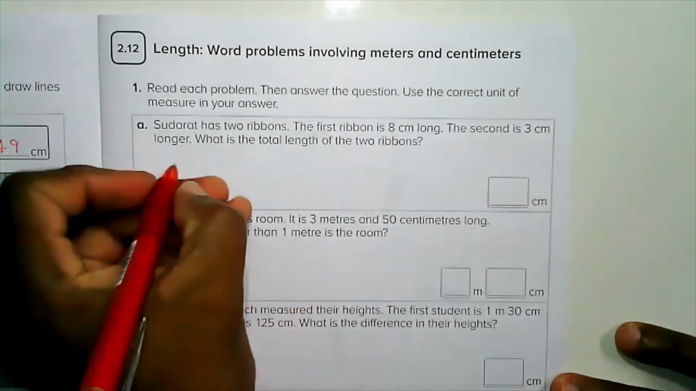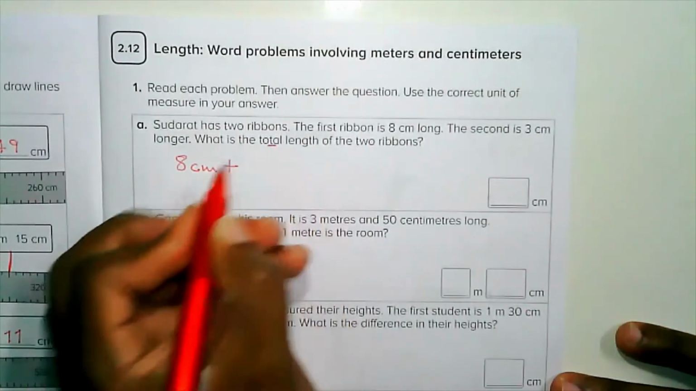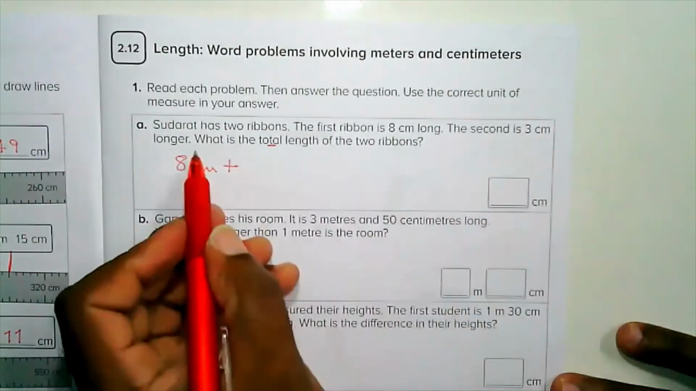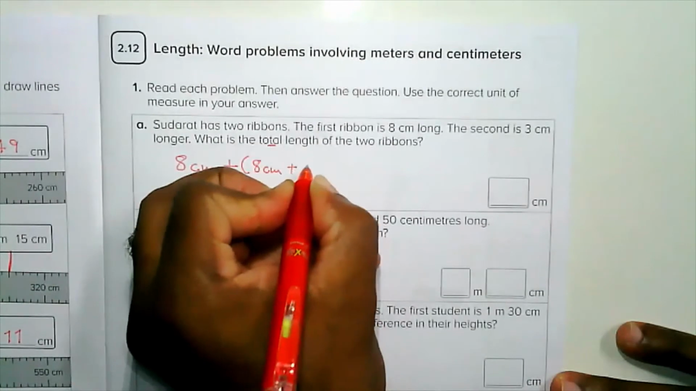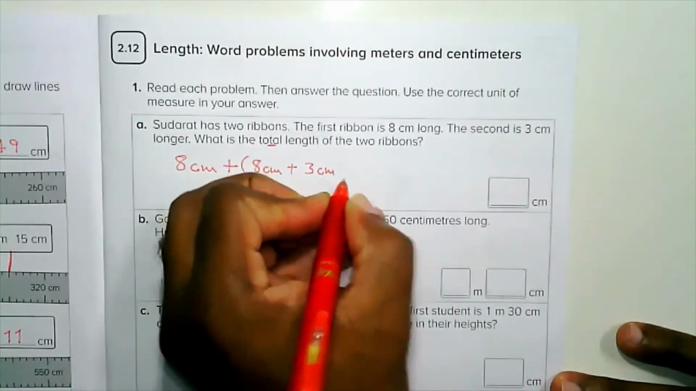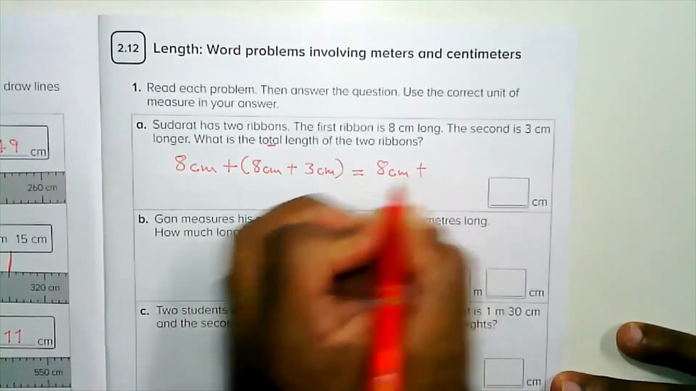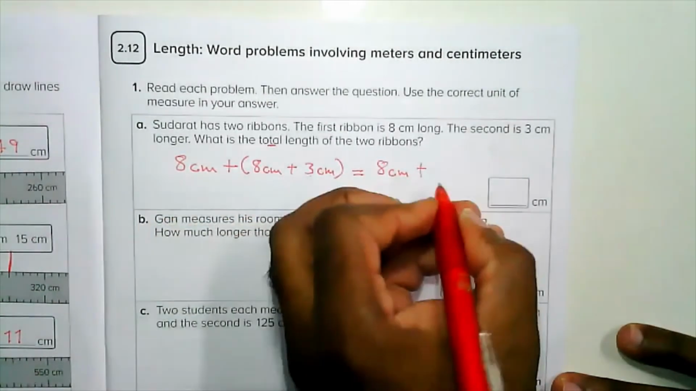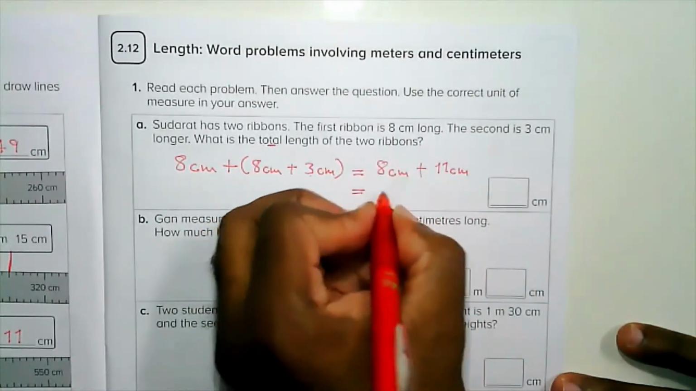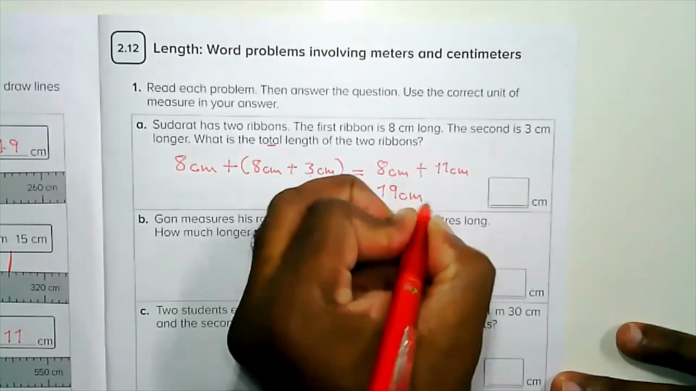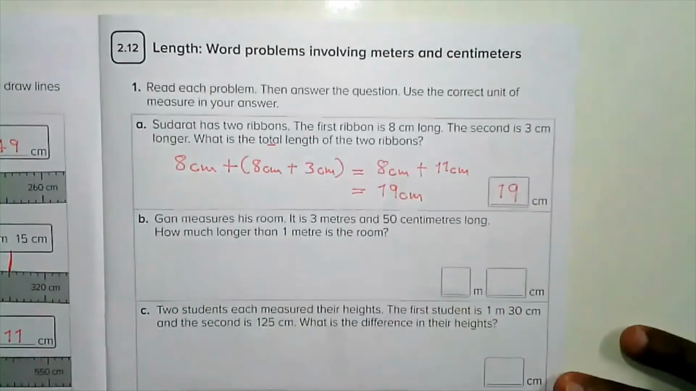So the first one is 8 centimeters. 8 centimeters plus, because we're looking for the total, so it's addition. 3 centimeters longer, that is 8 centimeters plus 3 centimeters, which is equal to 8 centimeters plus, we did the one in the bracket, 8 plus 3 is 11 centimeters, which is equal to 8 plus 11 is 19 centimeters. So we have 19 centimeters.